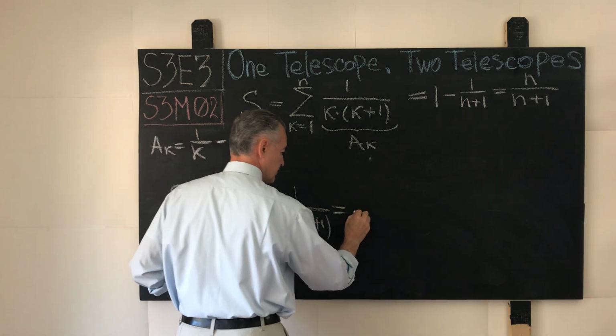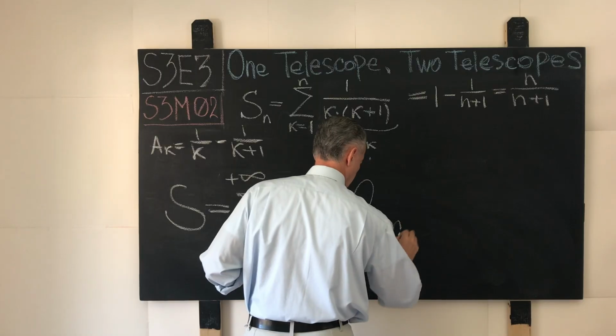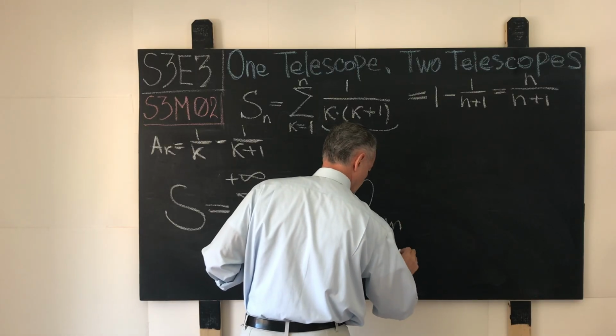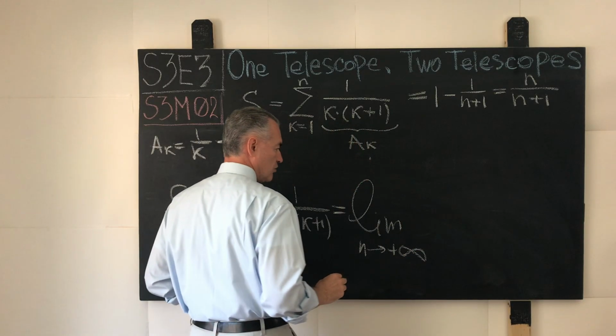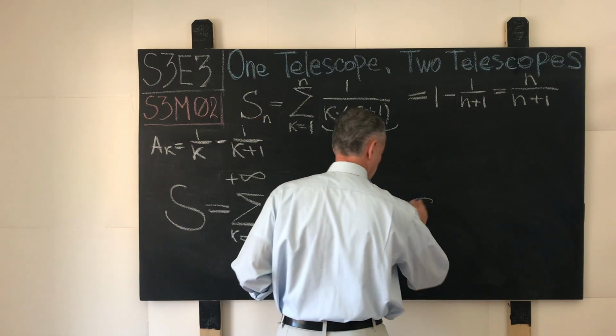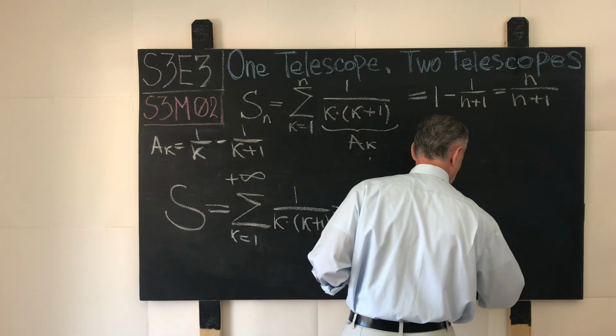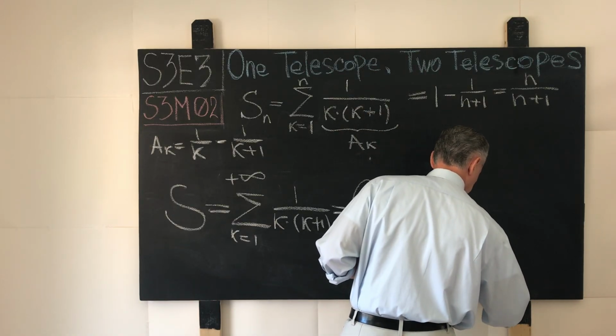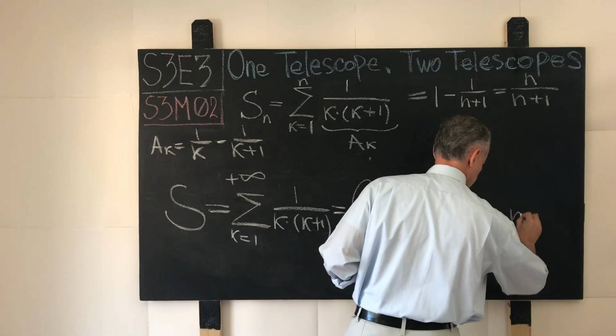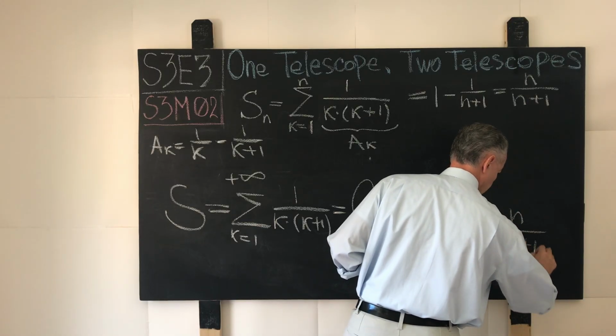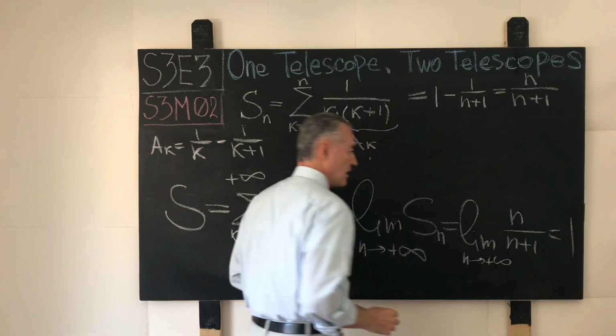So then by definition this will be the limit when n grows without bound of Sn, and that will be the limit when n tends to positive infinity of the expression n over n plus 1, and this will be precisely 1.